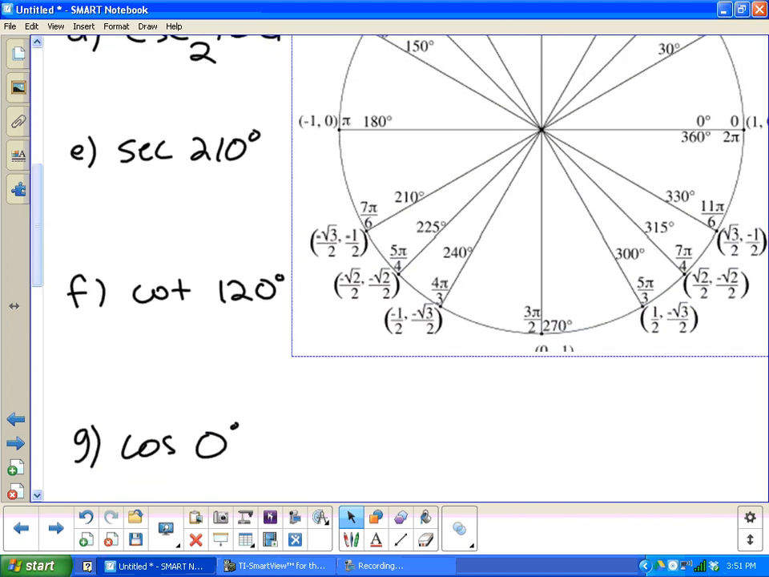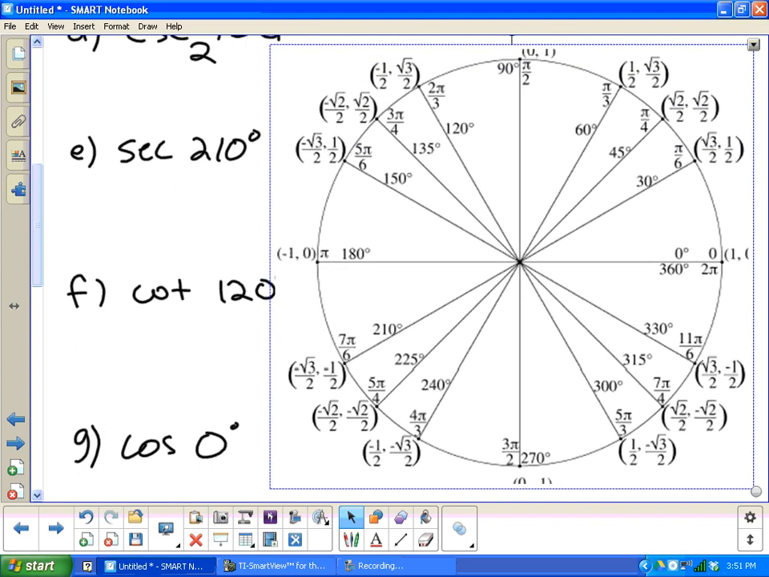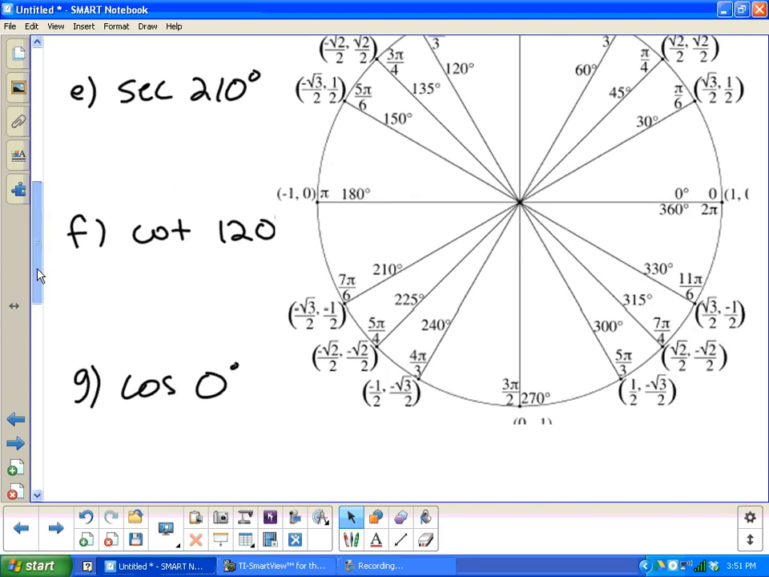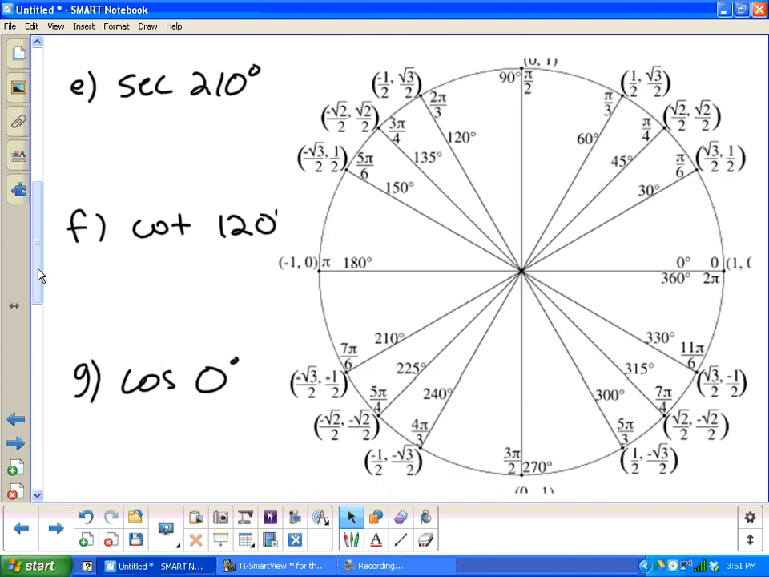Okay, let's look at the next 4 now. Hold on, down here, unit circle. Okay, so now secant of 210, so there's 210 degrees. Now, for secant, what I'm going to do is look at the cosine. The cosine, or the x-coordinate, is negative square root of 3 over 2. So that would be the cosine of 210. So the secant would just be the reciprocal, which would be -2 over square root of 3, which I'd have to rationalize. So it would be -2 square root of 3 over 3.